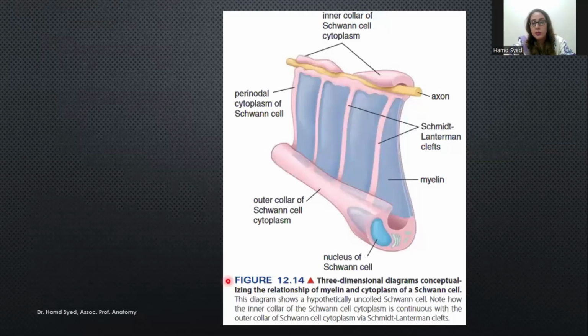This is a simple diagram, just to help you formulate a three-dimensional concept of myelination. This is an axon, and here the myelin sheath has been opened or unwrapped to show us how myelin is arranged around that myelinated fiber. And in between, you can see the gaps where myelin is not present. These are the Schmidt-Lantermann clefts.